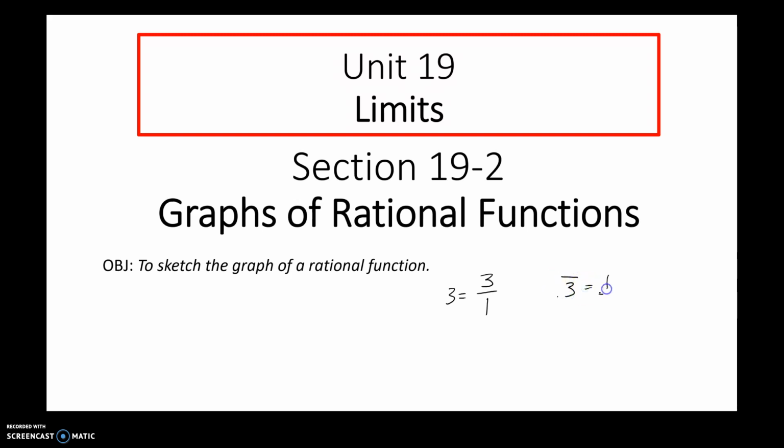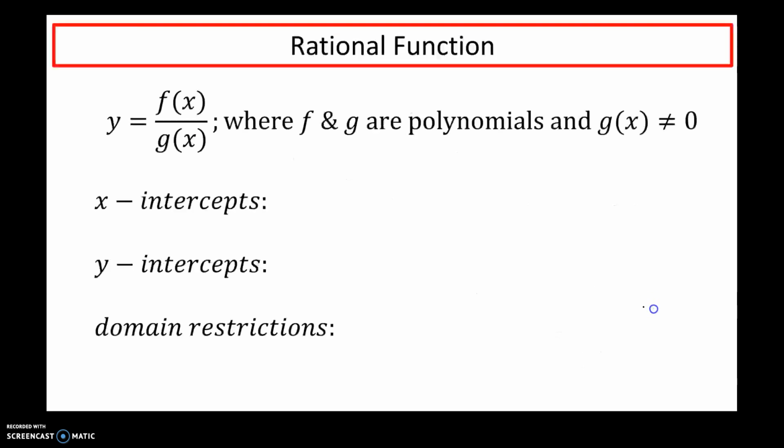0.3 is a rational number because I can write it as the fraction 1/3. Square root of 49 is rational. E, pi, square root of 12, all of those are irrational. All right, so a rational function now is a function defined with a polynomial in both the numerator and the denominator. G of x cannot equal 0. As we discussed last section, we know that having 0 in the denominator makes the function undefined.